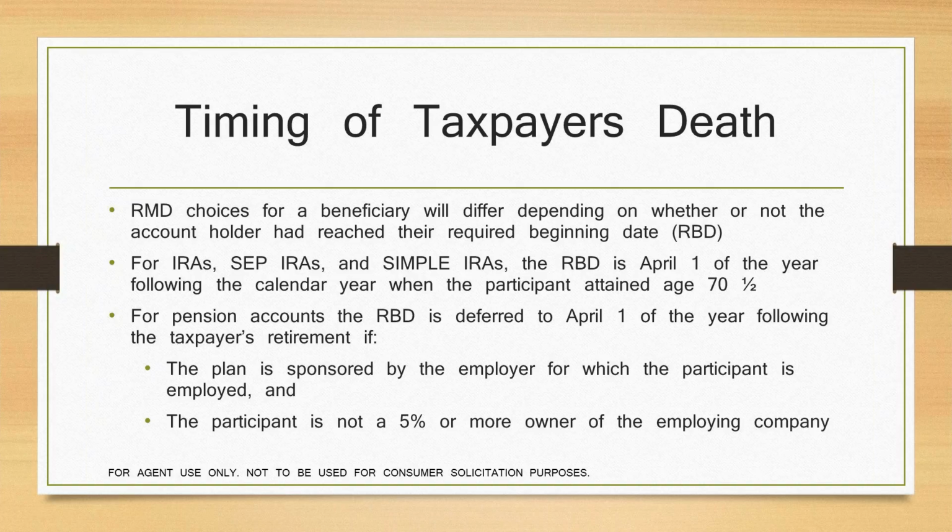So if somebody turns 70 and a half in a particular year and dies before April 1st of the following year, they've died before the required beginning date. Even though they've reached 70 and a half, they've died before the required beginning date. And so the choices that we're going to talk about for a beneficiary where the decedent died before the required beginning date would apply in that circumstance. Even though the decedent was 70 and a half or older, if they died before the required beginning date, there are special choices available.